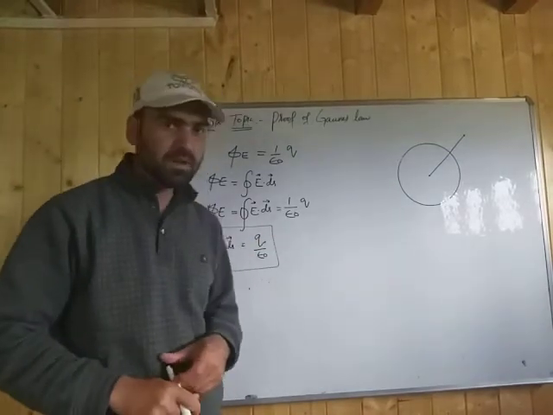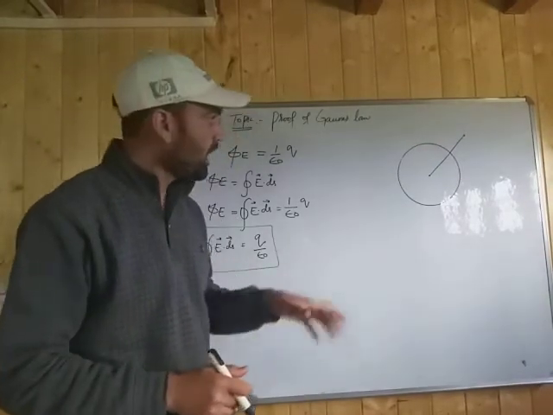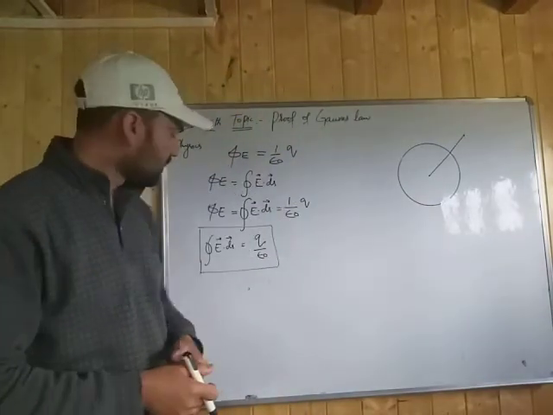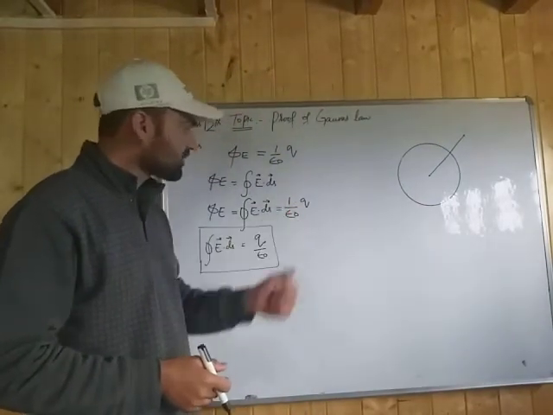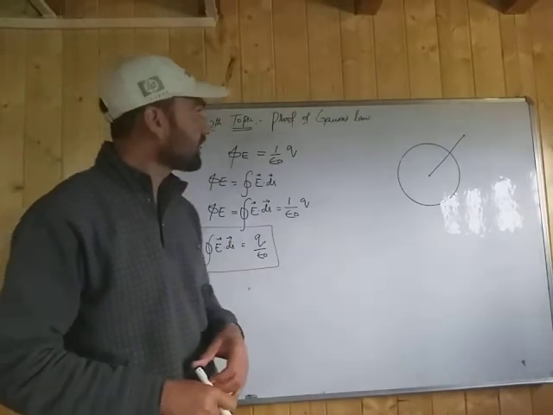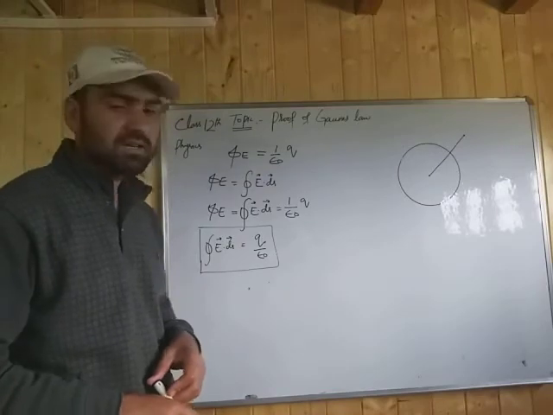So it was the statement of Gauss's law: the total electric flux that passes through any closed surface is equal to 1 over epsilon naught times the net charge enclosed by the surface. So today we will derive it, we will find its proof. So our topic is proof of Gauss's law.